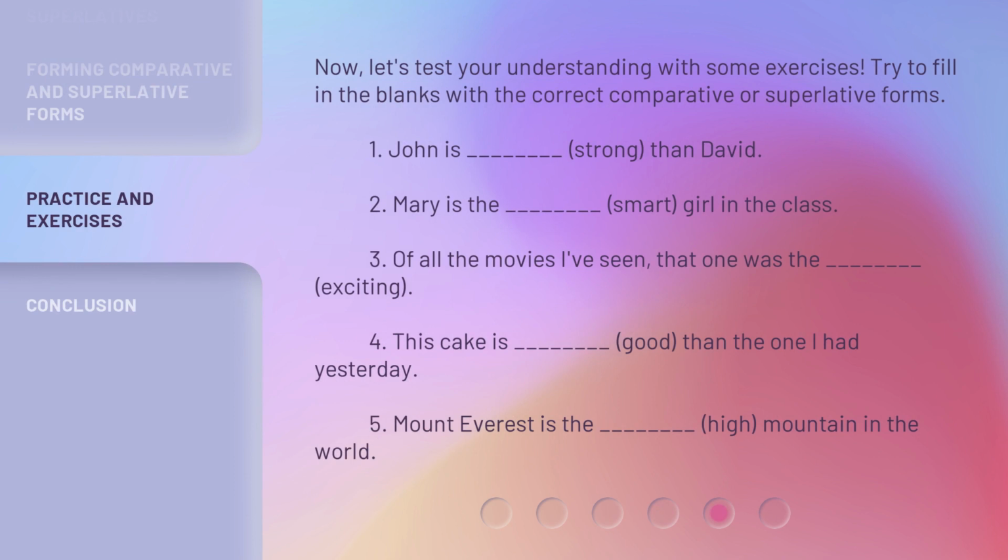Now, let's test your understanding with some exercises. Try to fill in the blanks with the correct comparative or superlative forms. 1. John is blank, strong, than David. 2. Mary is the blank, smart, girl in the class. 3. Of all the movies I've seen, that one was the blank, exciting. 4. This cake is blank, good, than the one I had yesterday. 5. Mount Everest is the blank, high, mountain in the world.